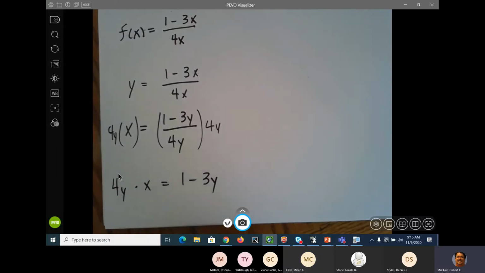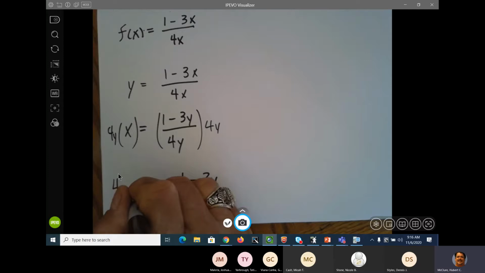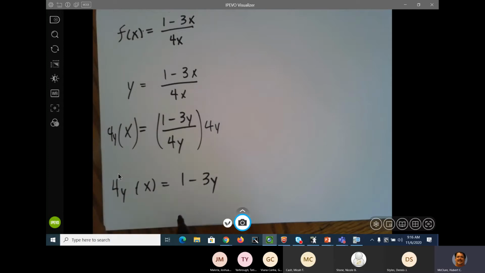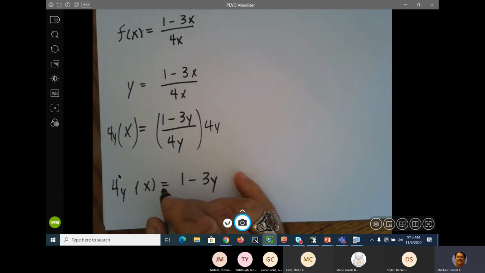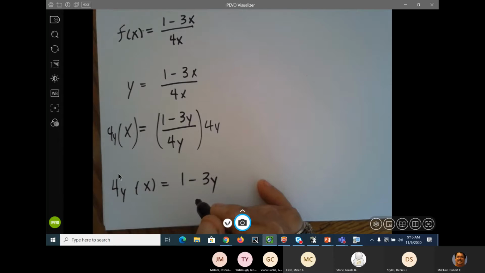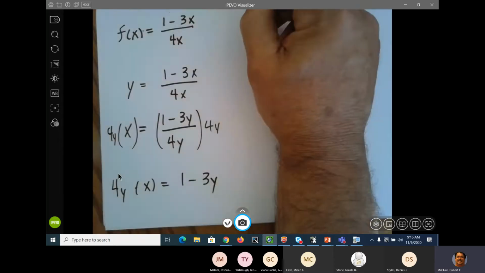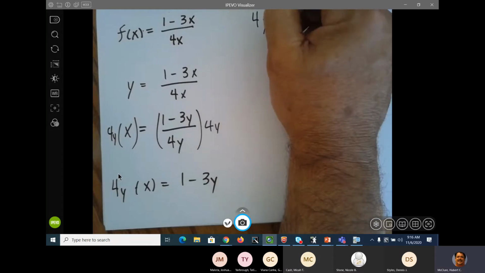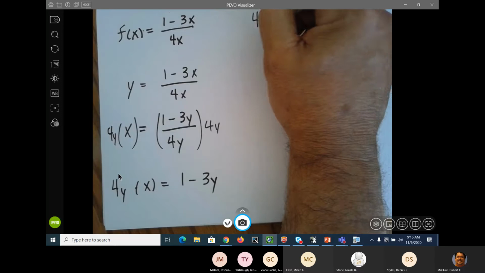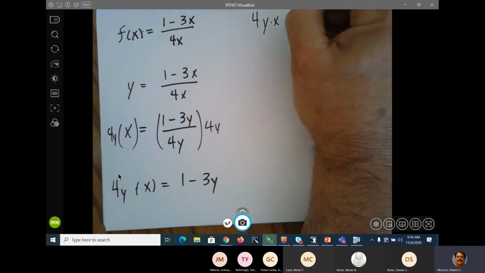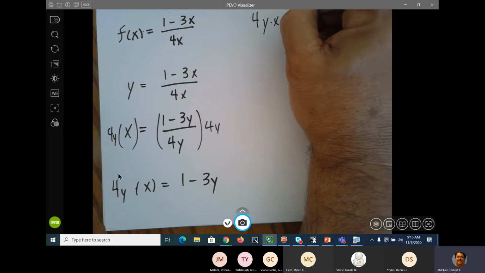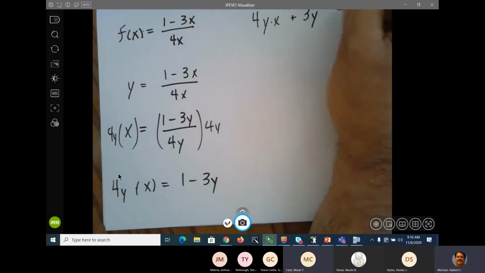Now I'm going to take this x and move it over here and bring this y over here. Sorry, I'm going to divide by x. Well, bring the 3y over, that might help. So that'd be 4y times x plus 3y is equal to 1.